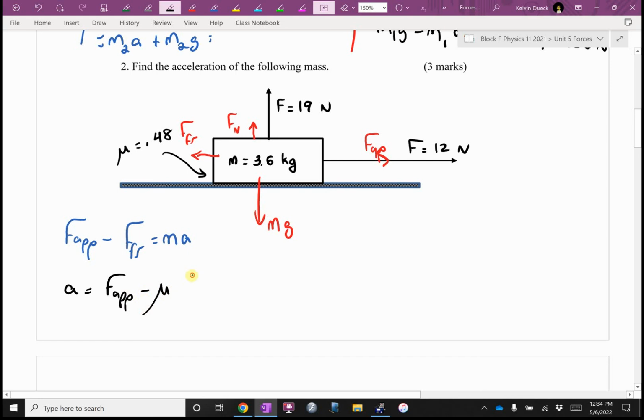I also stuck in mu times the normal force for friction at the same time as I divided by M. I don't know the normal force. And this is not one of those easy ones where I can say, oh, but look, there's another force the same size as the normal force, because there's an extra vertical force. You'll see it. I'm going to have to do some thinking over here in the margin.